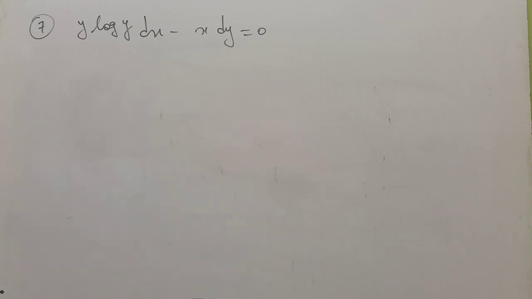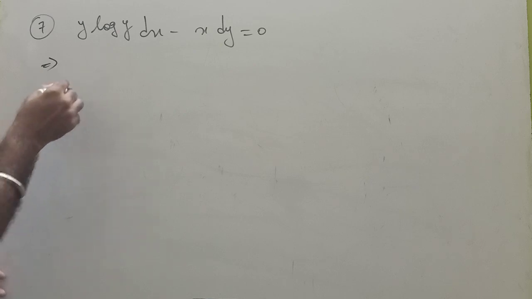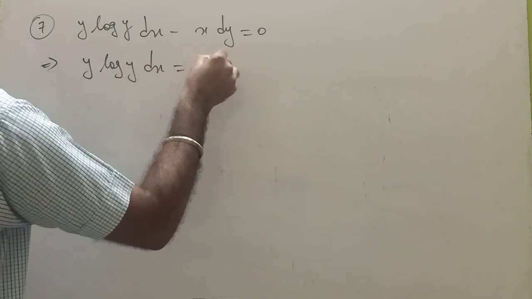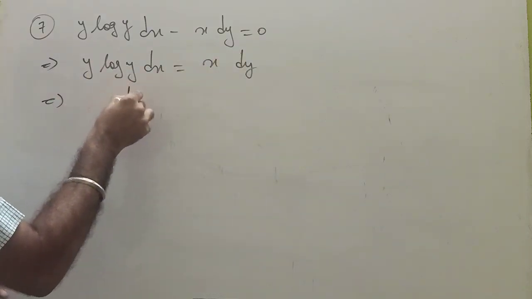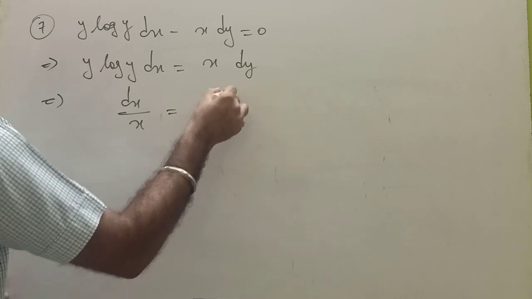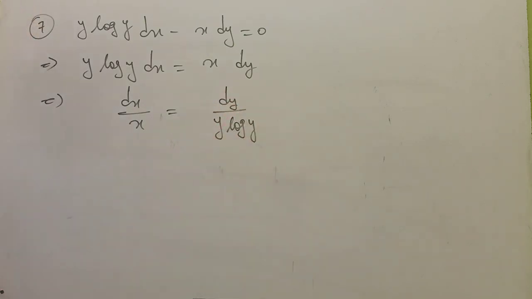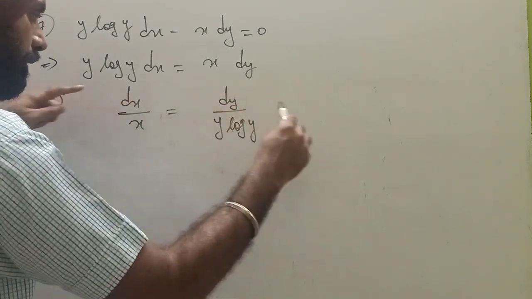Let us take question number 7. y log y dx minus x dy is equal to 0. Again we have to solve it. y log y dx is equal to x dy. Now this can be written as dx over x is equal to dy over y log y. Remember that dx and dy should always come in the numerator.